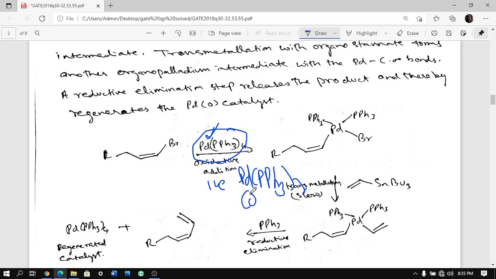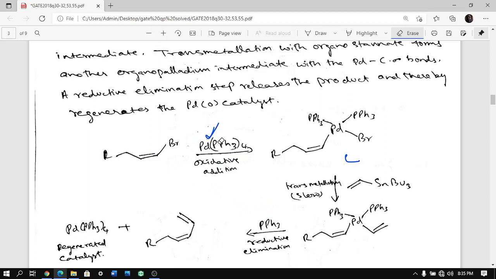So it is Pd(0), and this vinyl system will go and attack, and it forms a complex here, and Br comes here. Now it becomes 16 electron. Now this is called oxidative addition. Why oxidative? Because initially it was Pd(0), and from here it has become Pd(II). It has become Pd(II), right? And then what happens?